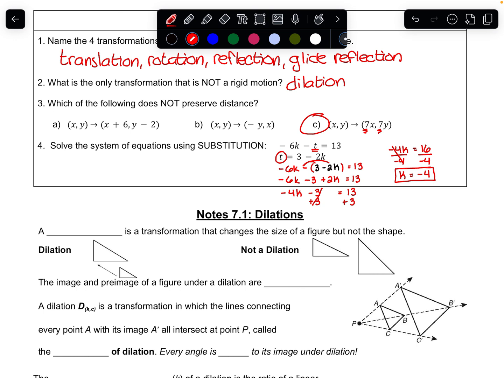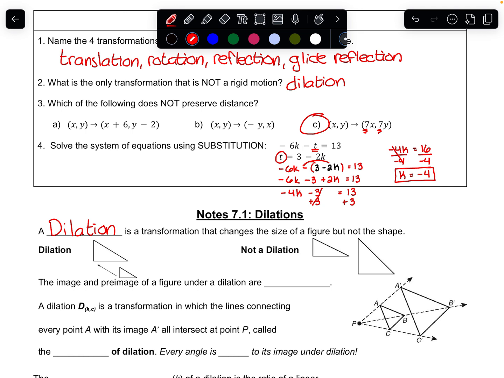A dilation, that's your first blink, is a transformation that changes the size of a figure but not the shape. We've already talked about this. This is like dilating your eyes at the eye doctor. Your pupils get bigger and then they end up getting smaller. They go back to their normal size, right? A dilation is just a change in size. Now, it cannot change the shape.